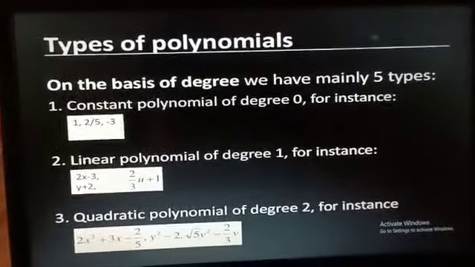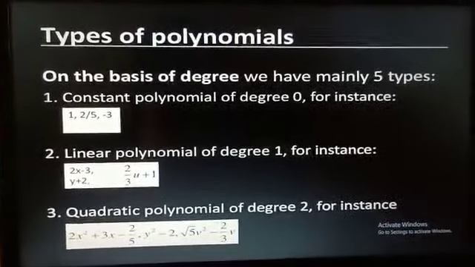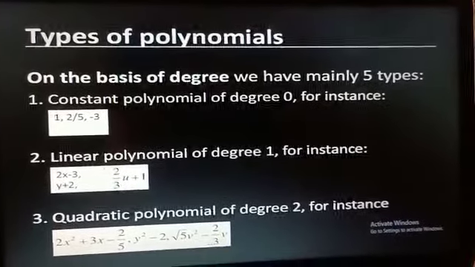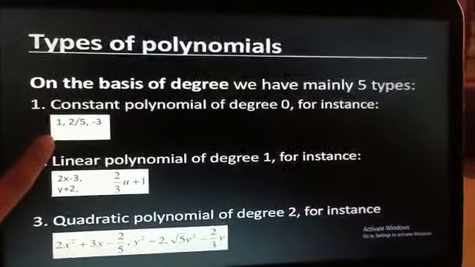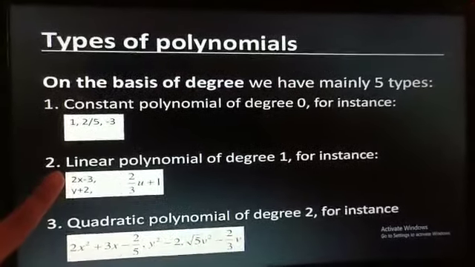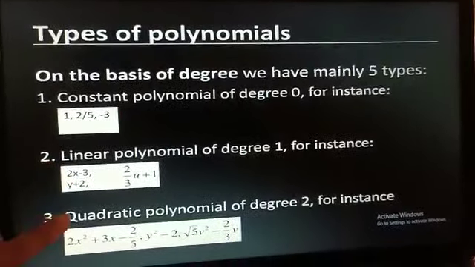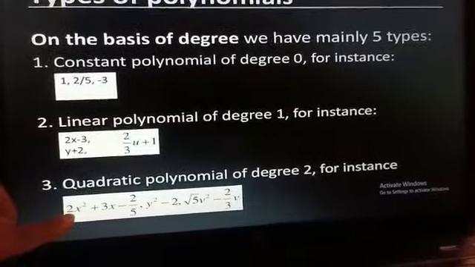Now we look at different types of polynomials. On the basis of the degree, we have mainly 5 types of polynomials. Constant polynomial has degree 0. Linear polynomial has degree 1. Quadratic polynomial has degree 2.